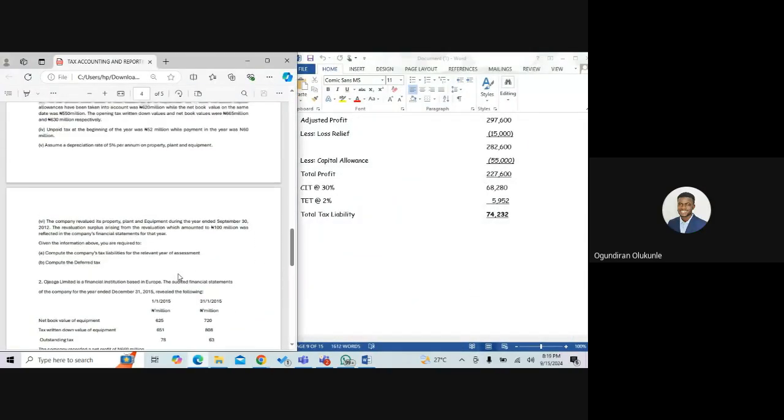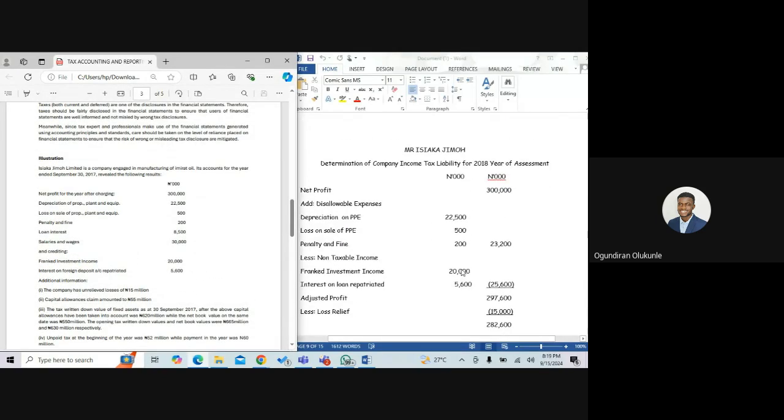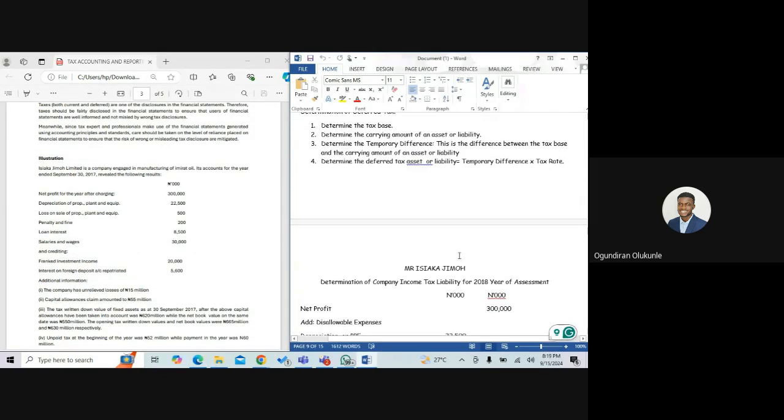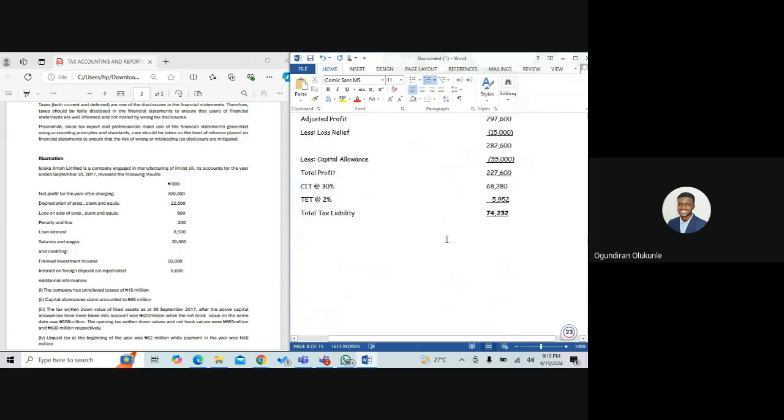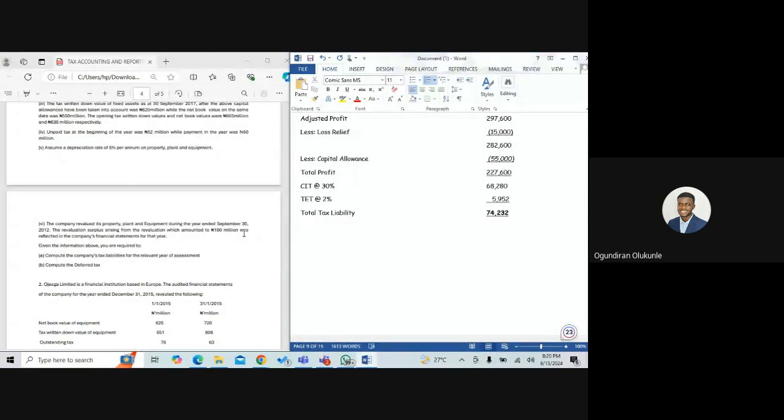In the last class we discussed tax accounting and reporting, and we explained what is current tax, what is tax base, what is the temporary difference, what is taxable temporary difference, and what is deductible temporary difference. We also explained what is deferred tax asset, and we said deferred tax asset is a product of a deductible temporary difference, while deferred tax liability is a product of taxable temporary difference, right?